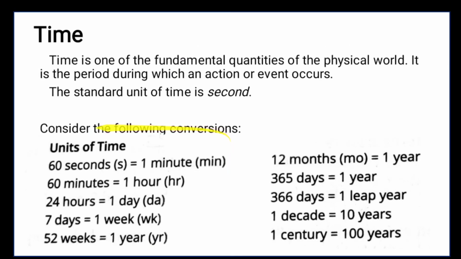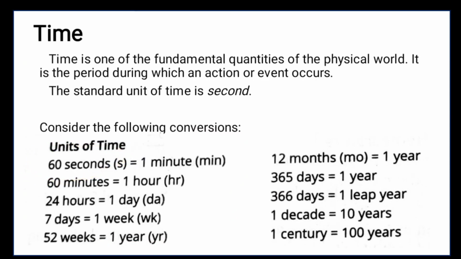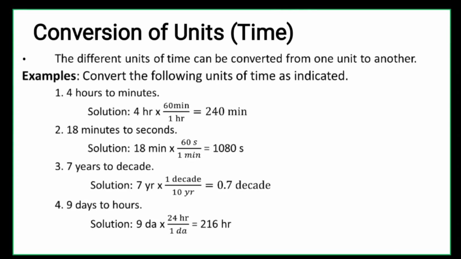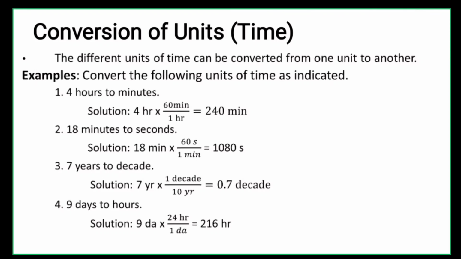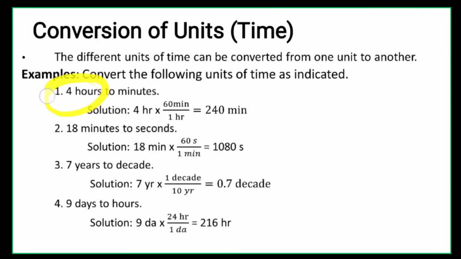Because if you know these conversions, you are able to convert one unit to the other unit. For example, the different units of time can be converted from one unit to another. Example: convert the following units of time as indicated. Number one, 4 hours to minutes. First, copy the given 4 hours.